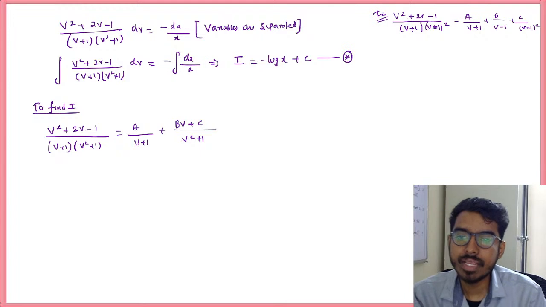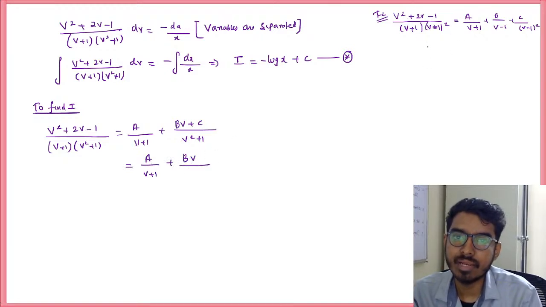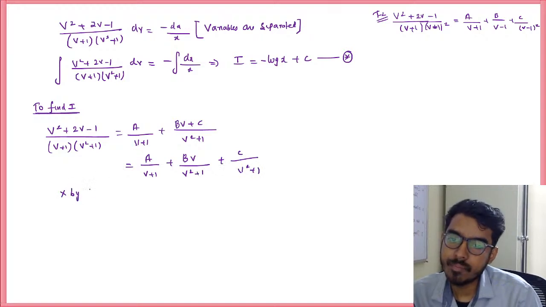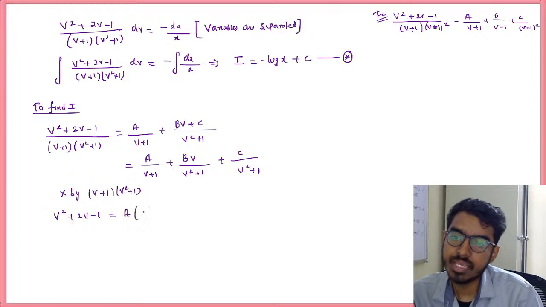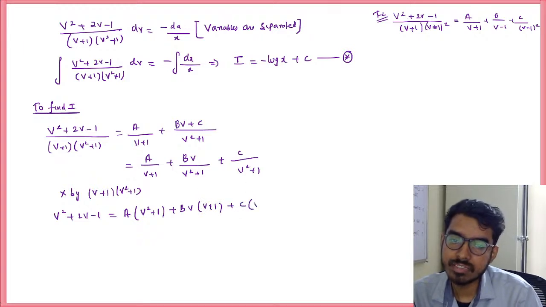Right? Okay, so we have to find the values of a, b, c now. This way I can write this as a by (b plus 1) plus (bv plus c) by (b square plus 1), multiplied by (b plus 1) into (b square plus 1) throughout. So we will have b square plus 2b minus 1 equal to a into (b square plus 1), plus (bv plus c) into (b plus 1). The b square plus 1 will get cancelled. So we need to find the values of a, b, c now.